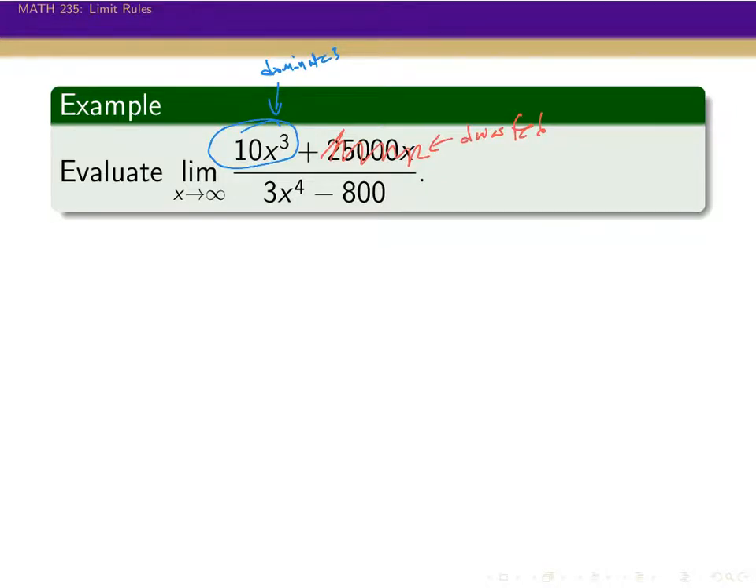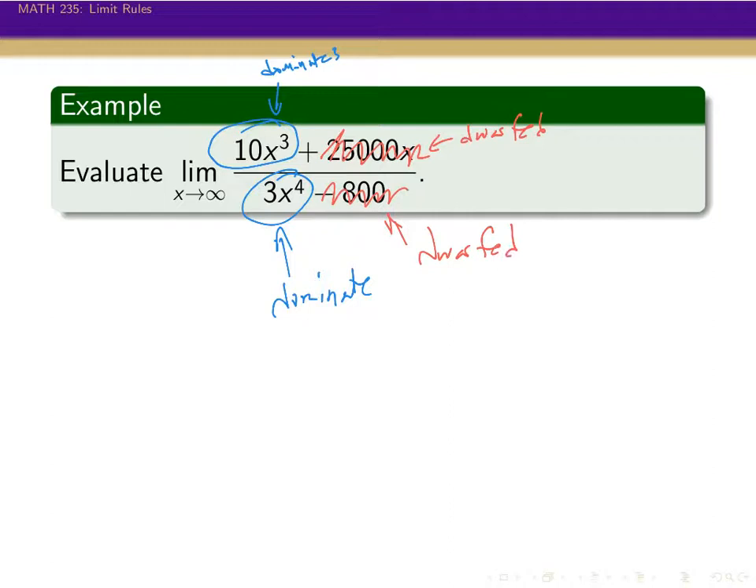25,000 times 10 to the 100, that would be 25 followed by 103 zeros. So the 10 to the 300 is immensely larger than the 25,000 times 10 to the 100. Same thing on the bottom, the 3x to the fourth is going to dominate. The minus 800 gets dwarfed.